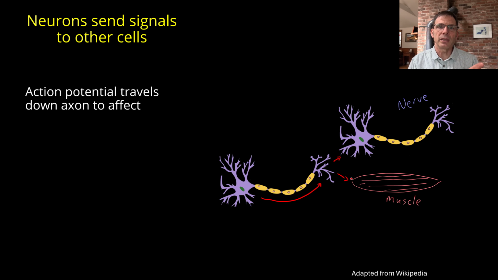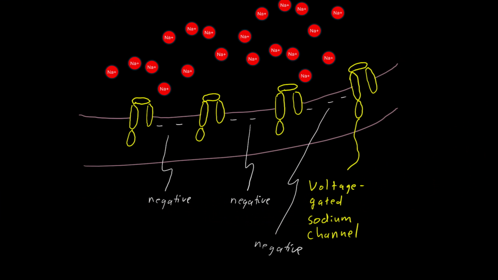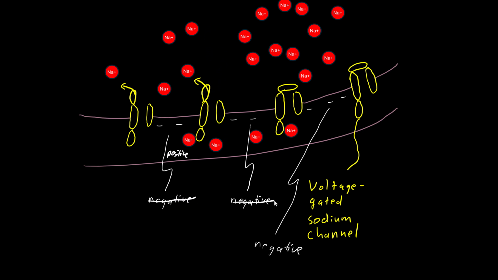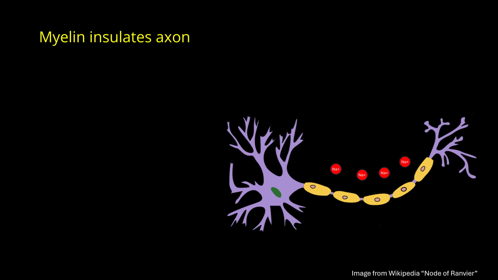An action potential is a wave of depolarization caused by voltage-gated sodium channels. Sodium entering one part of an axon opens the neighboring channels, so this process perpetuates itself until the signal reaches the axon terminal. Myelin insulates an axon so that positive charge entering one part of the axon can cause depolarization a long way away.